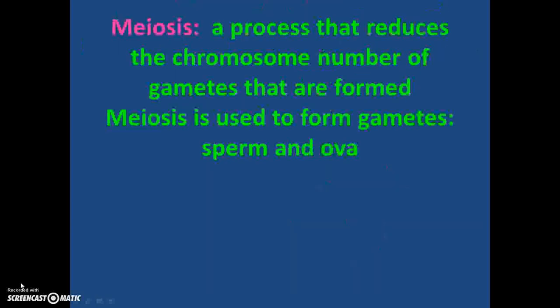All right, so how do we get the sperm and the egg? This is a process called meiosis. And really the goal of meiosis is to reduce the chromosome number. So we have to divide that chromosome number in half when we go to form those gametes, to form the sperm and the ova, aka egg. Okay.